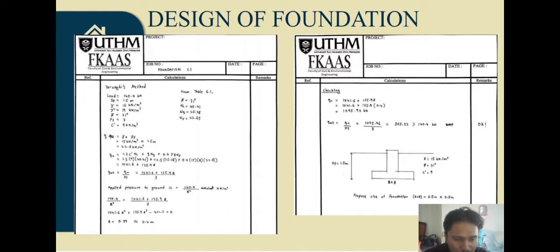Then we substitute the value of B in the load bearing capacity formula and get 1095.696 kilonewton. After that, we find the maximum allowable load and get 365.32, which is bigger than the load from the column, which is 140.4 kilonewton. So the design is okay. Below is the drawing for the foundation design.